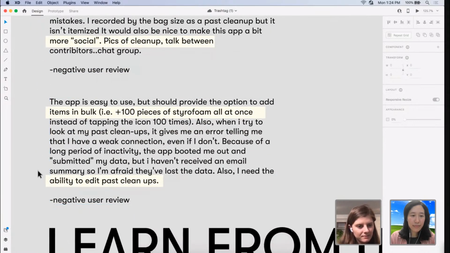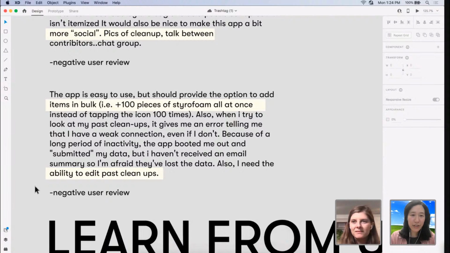Awesome. And then another negative review is like, okay, app is easy to use, but should provide the option to add items in bulk. So it looks like some people are doing huge amounts of cleanup. They're not just picking up one piece of trash, they're doing hundreds and hundreds of pieces. And that's something I heard from the nonprofit founder too. He was saying sometimes people go out in volunteer groups on the weekend and do it as a big group. So maybe it'd be more efficient if there's some way to add trash in bulk versus just per item.